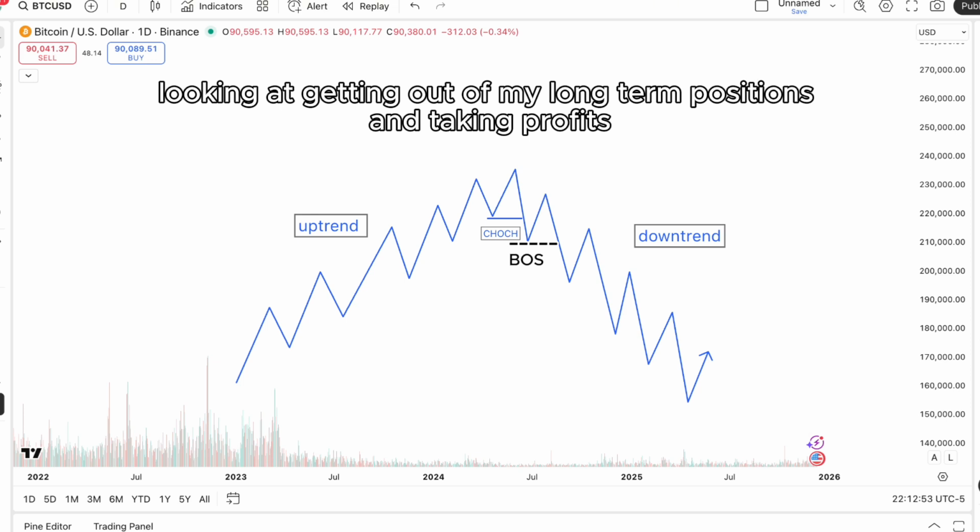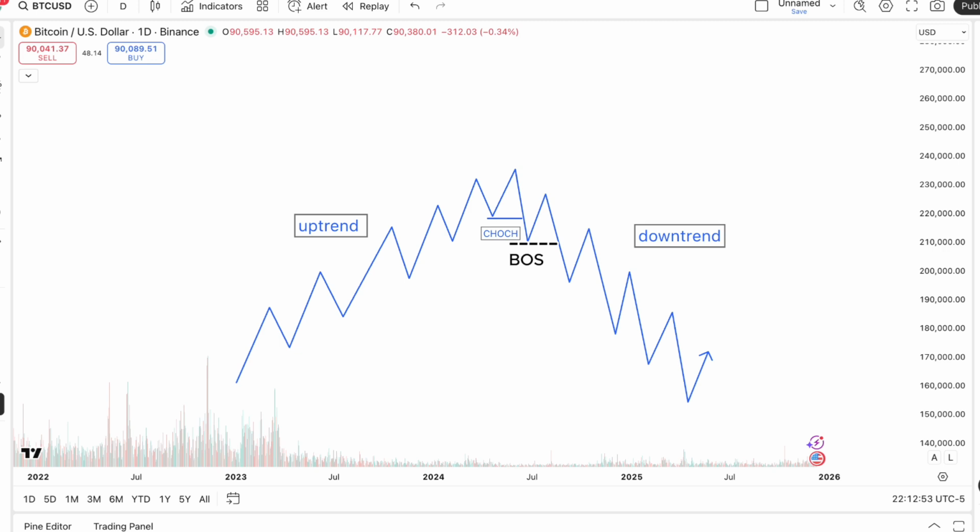Let me make this very practical and very clear. In an uptrend, I'm happy holding longs. I'm looking to buy pullbacks into higher lows. At the first CHoCH, I look to take profit or reduce size on existing longs. I treat this market as being in a transition phase, not a clean uptrend anymore.